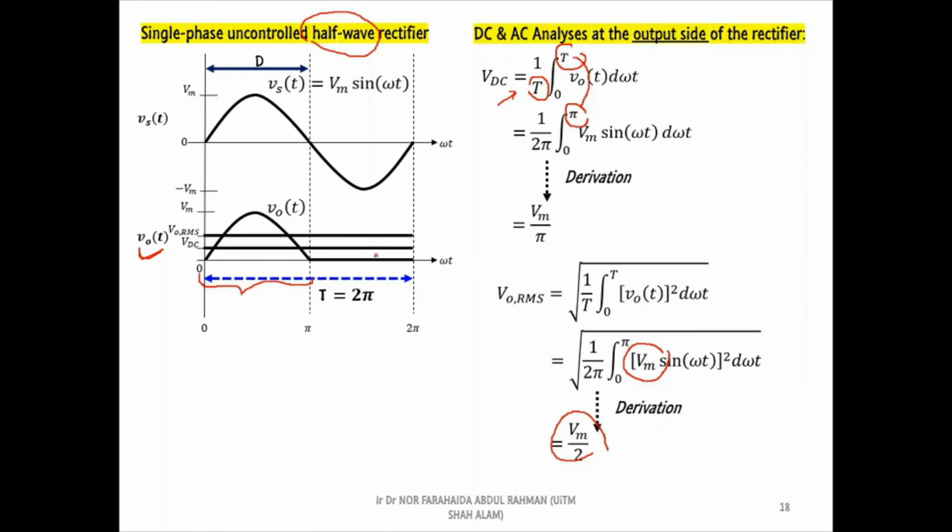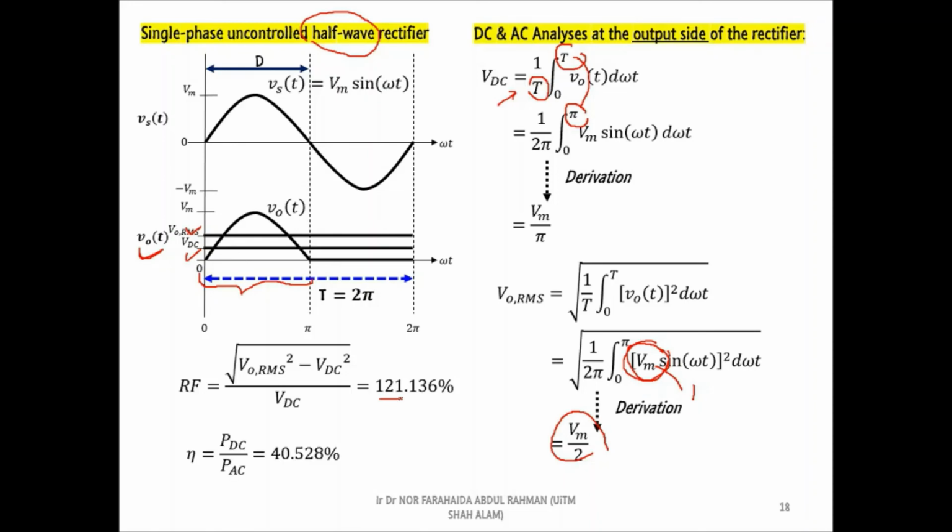Next, we can use the average and RMS output voltage values to calculate the ripple factor of the waveform. By assuming that the peak amplitude is equal to 1, the percentage of ripple factor is equal to 121%. Meanwhile, the efficiency of the rectifier is only 41%.